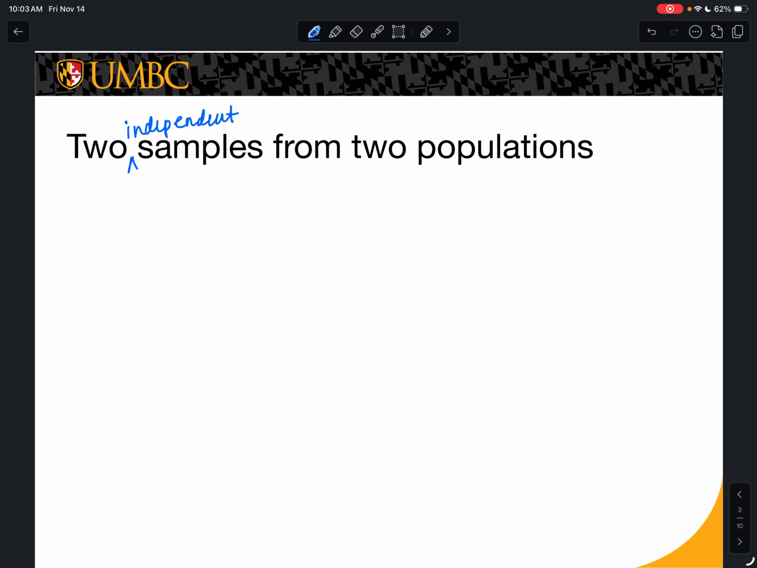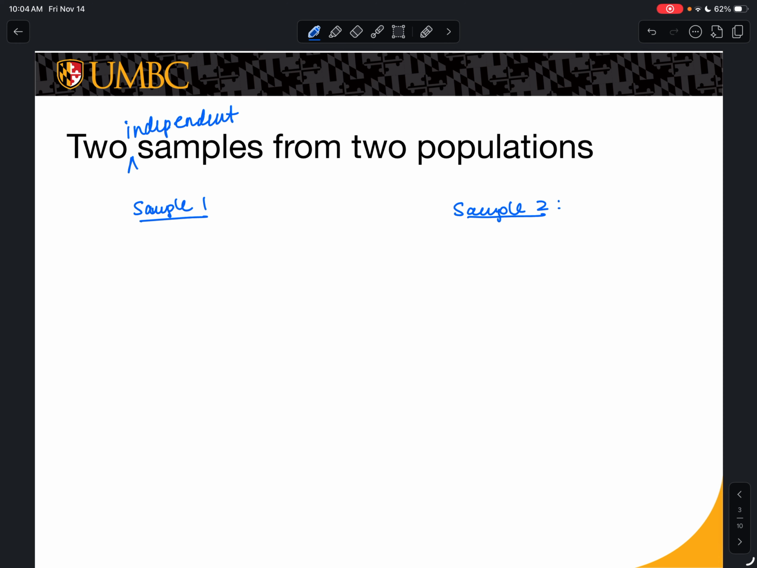with each other. You can't pick an individual from one of the samples and say that they're related to somebody in one of the other samples in some kind of systematic way. We don't have that happening. So the sample notation that we're going to see for when we actually draw these samples, well, we have sample 1, and we have sample 2.